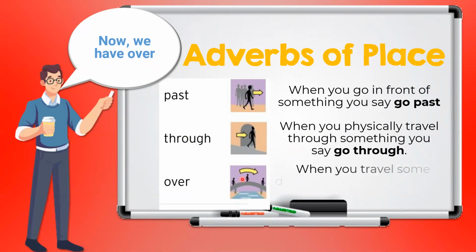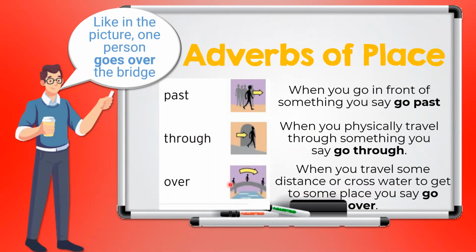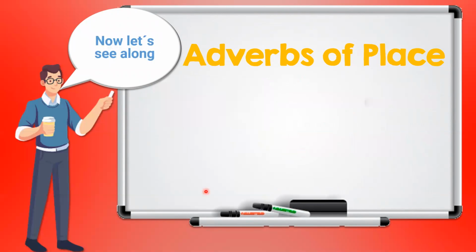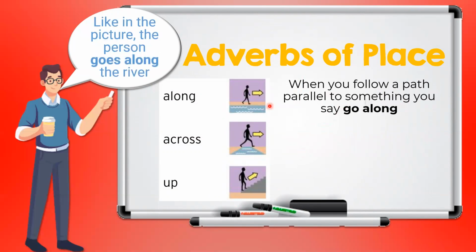Now we have over. When you travel some distances or cross water to get to some place, you say go over. Like in the picture, one person goes over the bridge. Now let's see along. When you follow a path parallel to something, you say go along. Like in the picture, the person goes along the river.